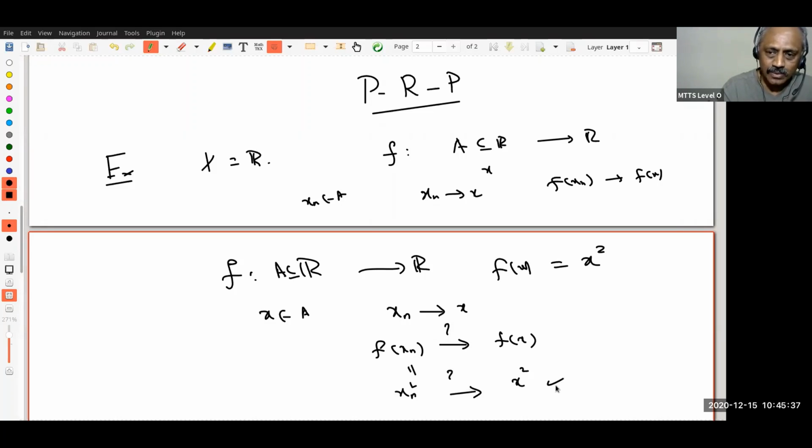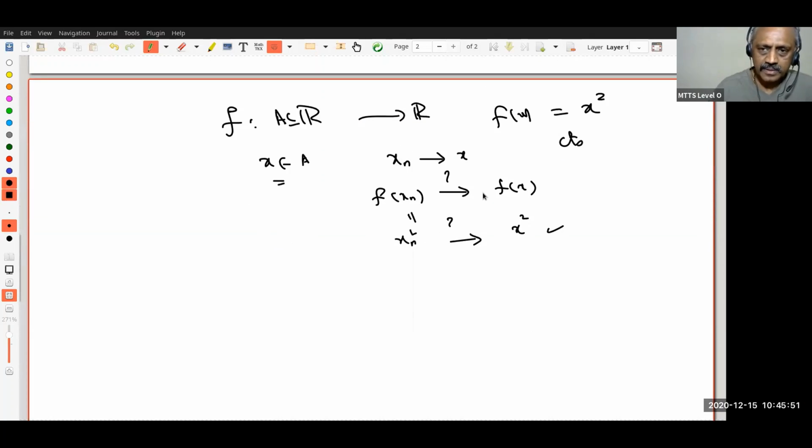So what does it show? This is continuous. At what point? At x. What is x? Any x in A. Therefore, f is continuous on A. If f is continuous at every point of A, we say f is continuous on A. Therefore, what we have proved is that f is continuous on A. The same proof you can do for x to the n, for any natural number n.